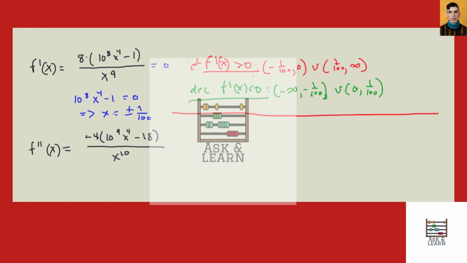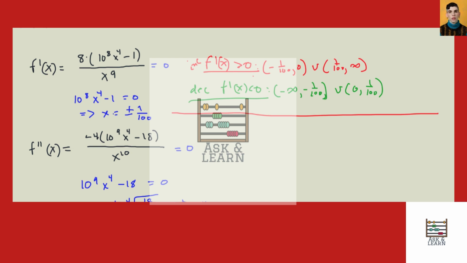All right, now we're going to do the same thing over here. We're going to set this function equal to 0. And that's going to say we need to figure out where 10^9 times x^4 minus 18 is equal to 0. And solving for that, we would get x equal to plus or minus the 4th root of 18/10^9, and this here is approximately equal to plus or minus 0.011.